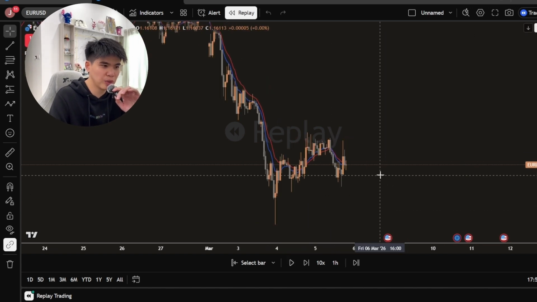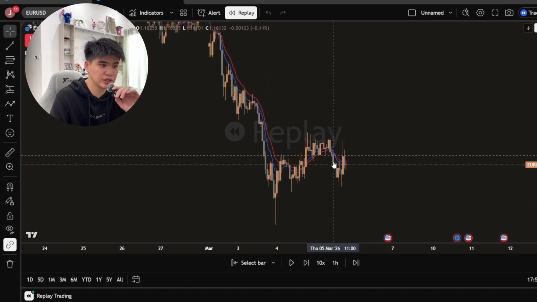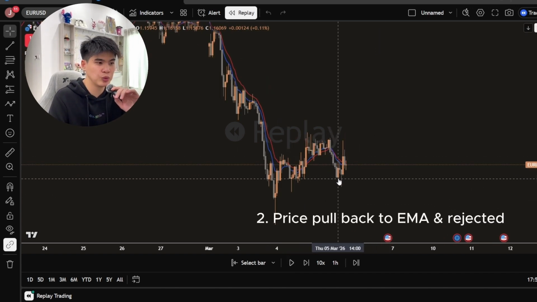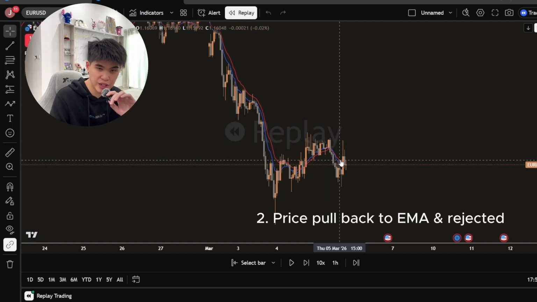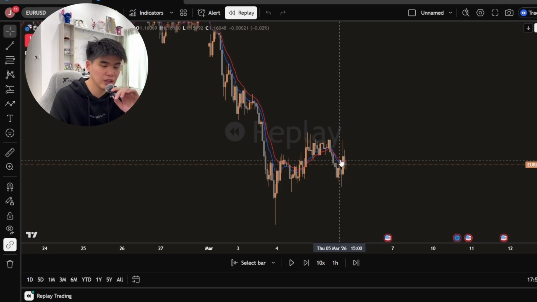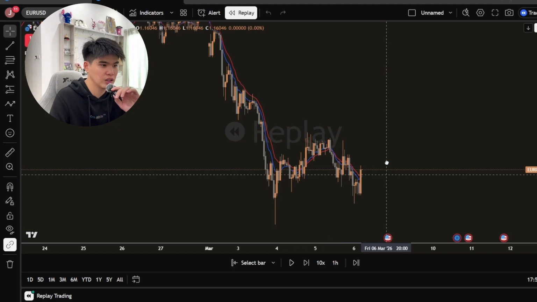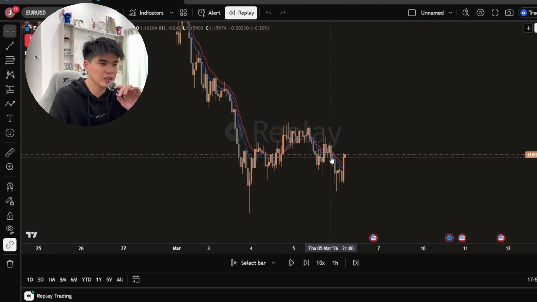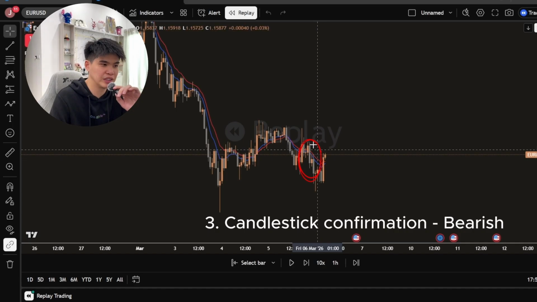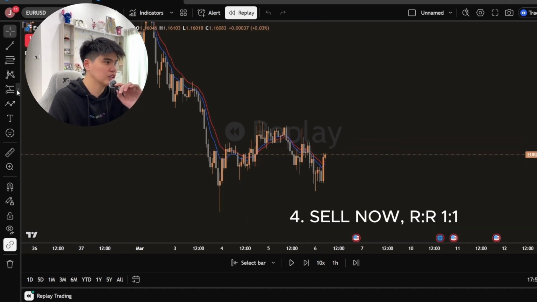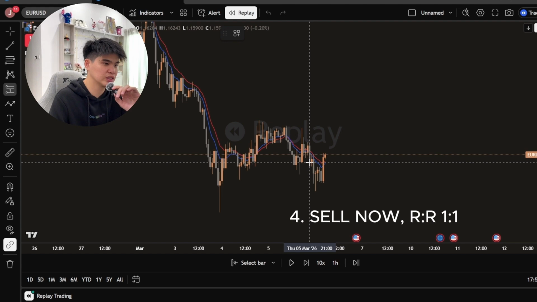So at this point, we see that the moving average has crossed back down again. Second, we want the candlestick to retrace back to my EMA. It has retraced, but I have not seen a confirmation candle yet. So I don't do anything. I wait for the candle. All right. So, guys, we have seen a bearish engulfing candlestick here. All right. Once we see this, immediately just go for a sell here.